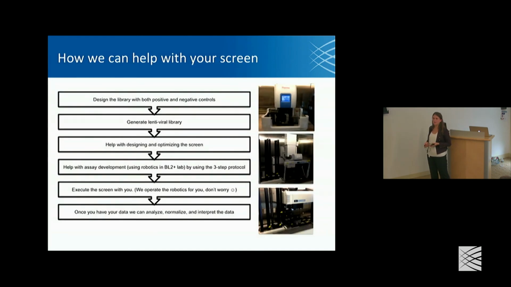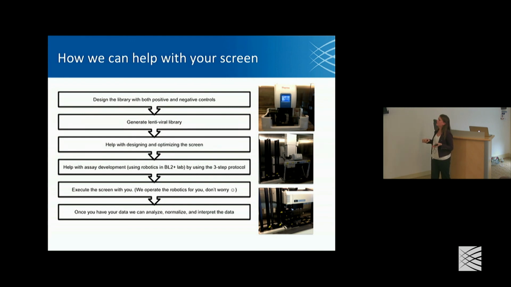So arrayed screening can be a lot of work and a lot of time in optimizing. So how can we help with your screen? First, we design your library with you, containing both positive and negative controls, which are very important and you don't want to forget. We then generate the lentiviral library for you. So essentially, I will be making your 96-well plates containing all of your virus. I can also rearray them into 384 plates, however you want, basically.